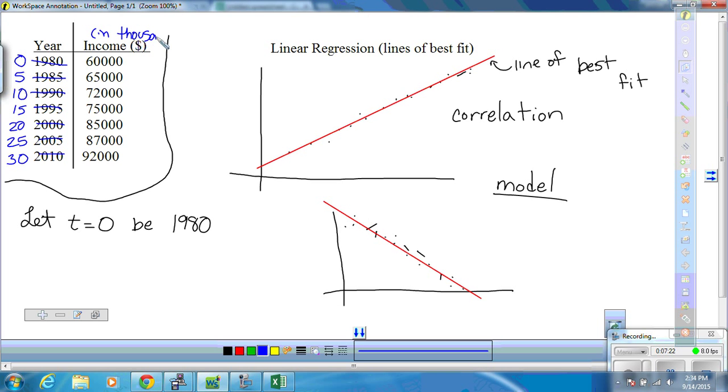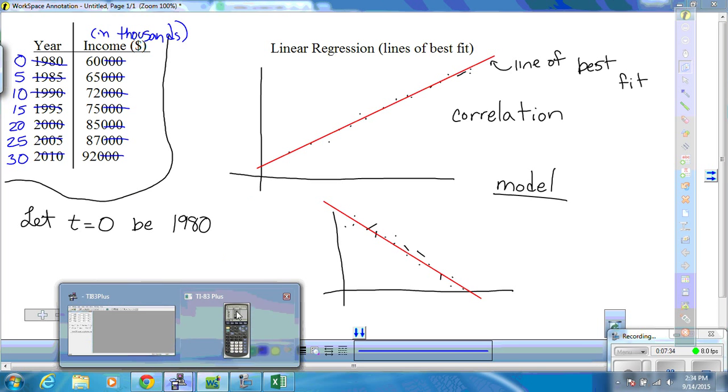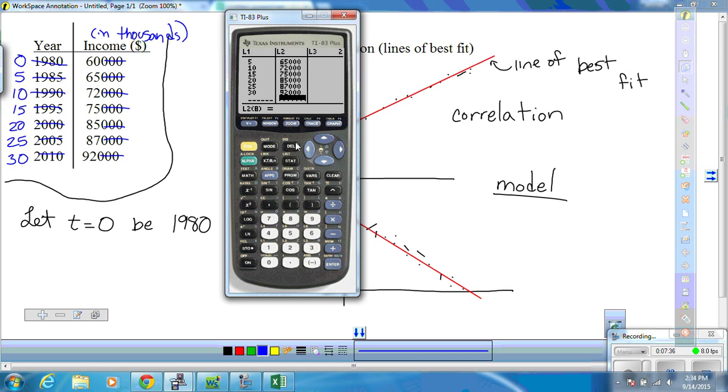if you wanted to also make them smaller numbers. And then I would just type in 60 and 65 and 72 and 75 and 85 and 87 and 92. You just want to make sure that when you do that, you're consistent and that you do it with all of your data points. But when you go into stat, remember it's stat and edit, the information that you type in is saved. You don't have to hit a save button. It automatically saves. So as soon as you hit enter and enter a number in, it's saved in there.